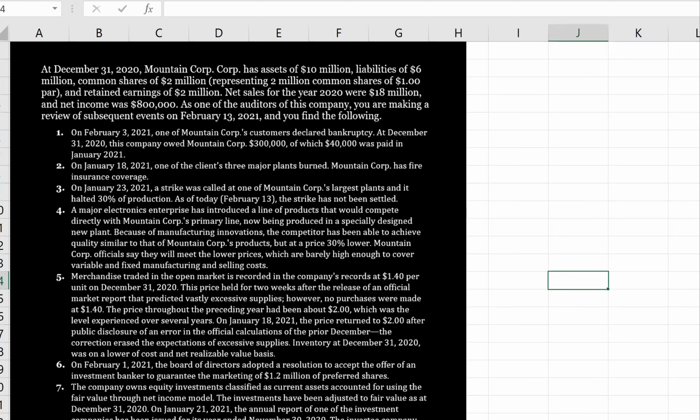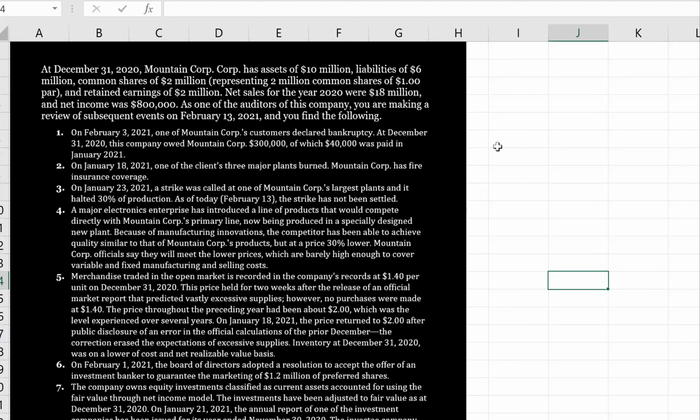As one of the auditors of this company, you are making a review of subsequent events on February 13th, 2021, and you find the following. 1. On February 3rd, 2021, one of Mountain Corp's customers declared bankruptcy. At December 31st, 2020, this company owed Mountain Corp 300,000, of which 40,000 was paid in January 2021.